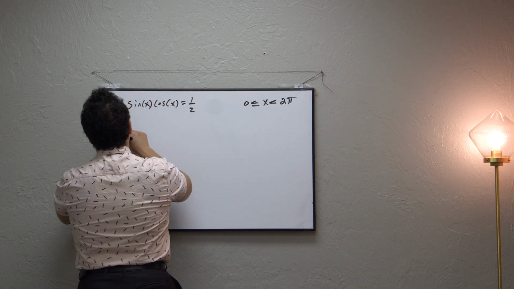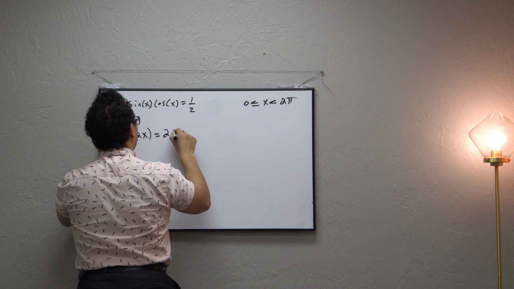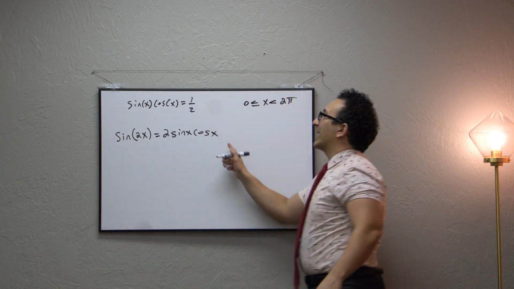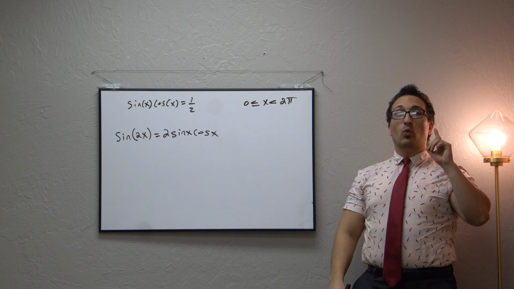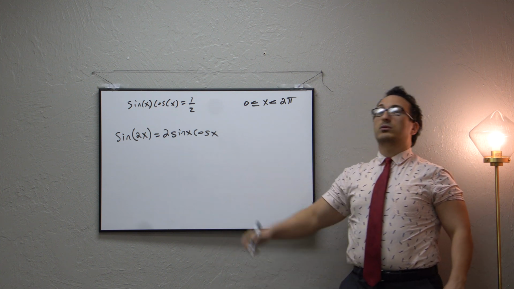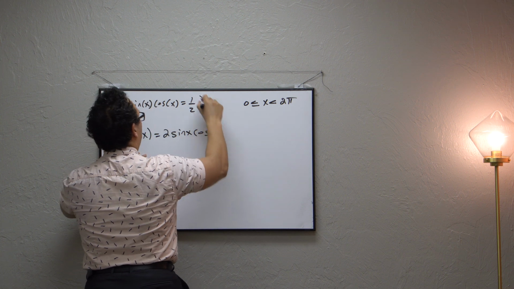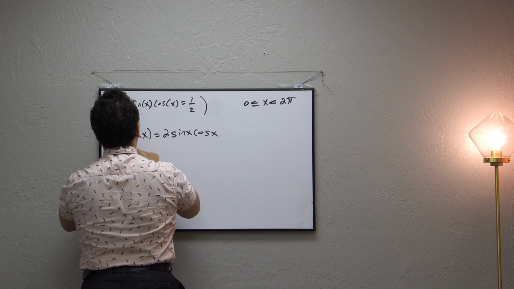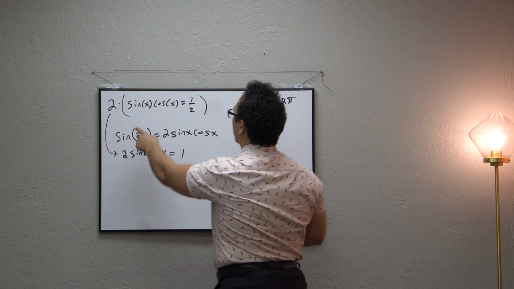Recall the double angle formula for sine. Sine of 2x is equal to 2 sine of x cosine of x. Okay? Why is this on our board? Well, one simple manipulation to our given equation will allow us to arrive at that, and that's multiplying both sides by the number 2. When you multiply both sides by 2, you get 2 sine of x cosine of x is equal to 1, as you can see here.